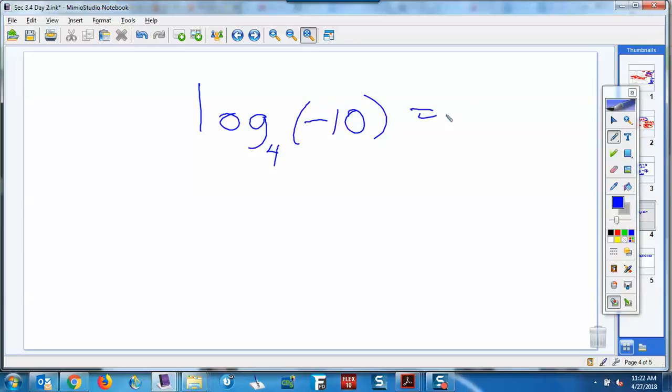How about this one? Not possible. Undefined. I'm not going to give you that, but I should. It's easy. You cannot have a negative inside of the log, right? That'd be not possible. All right.